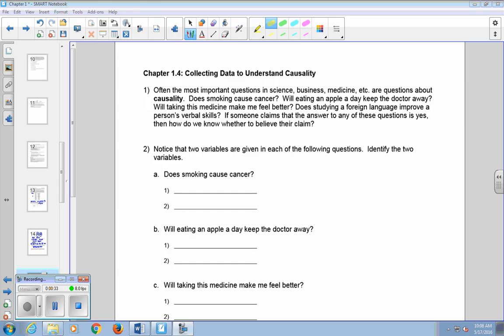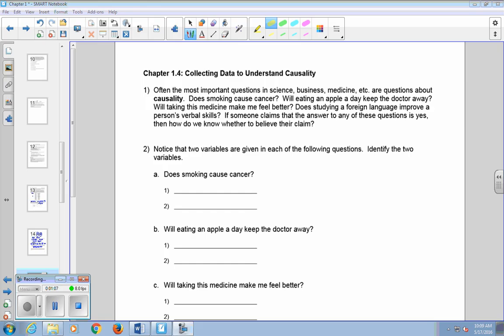Does studying a foreign language improve a person's verbal skills? If someone claims that the answer to any of these questions is yes, then how do we know whether to believe their claim? So we need to look at some pieces here so we can talk about how we could do a study about these questions. Notice that two variables are given in each of the following questions. And here we are going to identify the variables. Feel free to press pause on your video and try to work ahead and then continue playing your video.